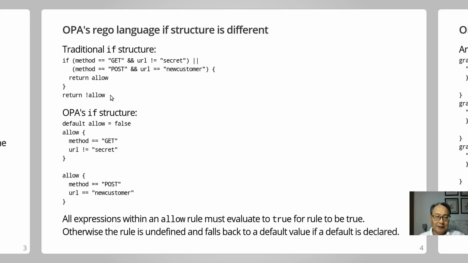OPA's if structure is a bit strange. It took me a while to get used to it. Notice there are two allow rules. The default, if neither of these rules prove to be true, is to make allow false. This is how you read the rule. The allow rule is true if the method is get and, it's an implicit and, the URL is not secret. Or allow is true if method is post and the URL is new customer.